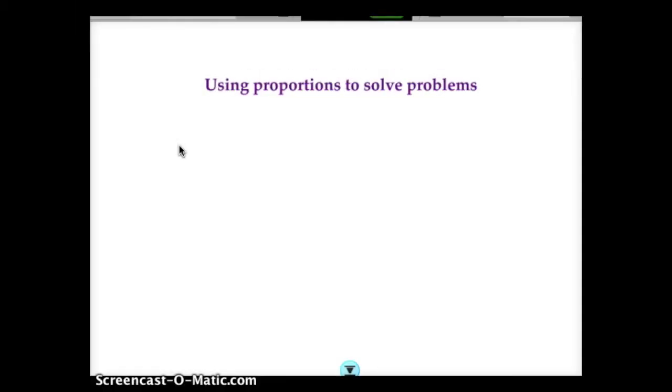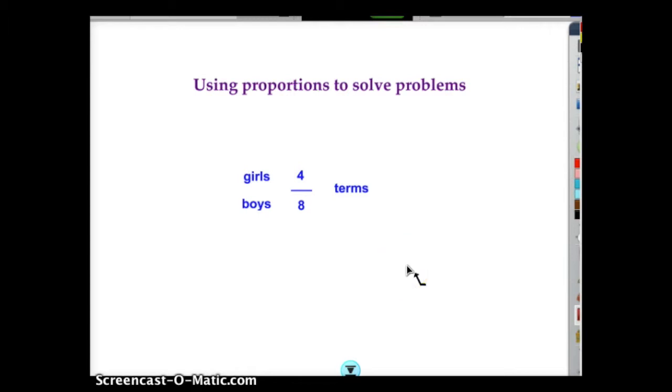Tool. So here we go. Let's start off by thinking about our classroom and bringing back that ratio from the first video about how many boys and how many girls there were in our classroom. You'll recall that we used this ratio in the last video. There were 4 girls and 8 boys. You'll probably also recall that when we were talking about the 4 and the 8, we said that these were the terms of our ratio.